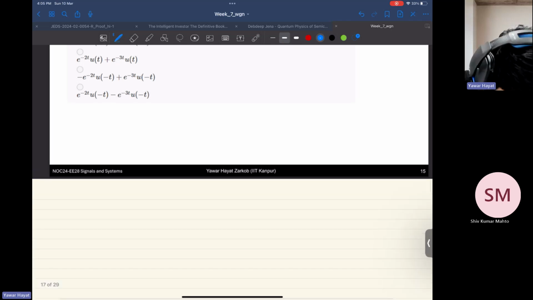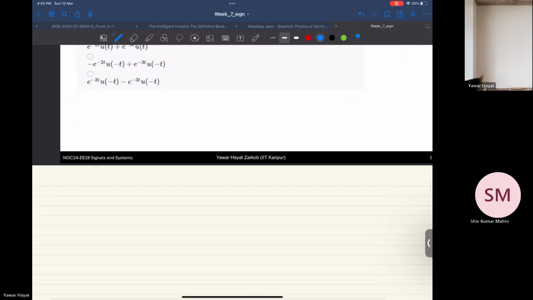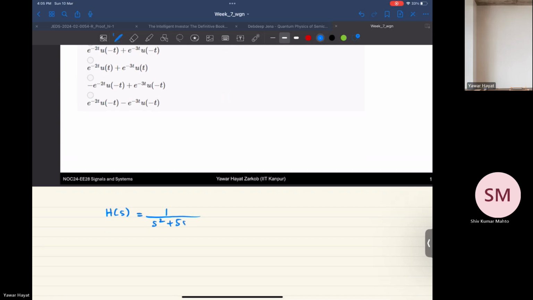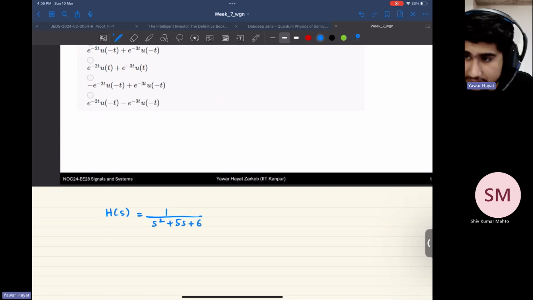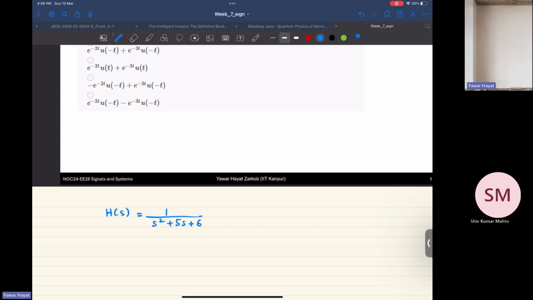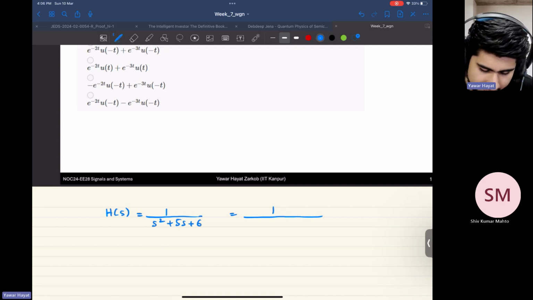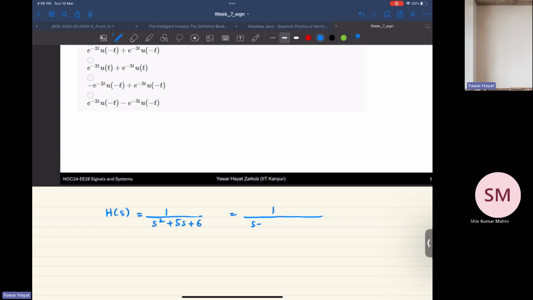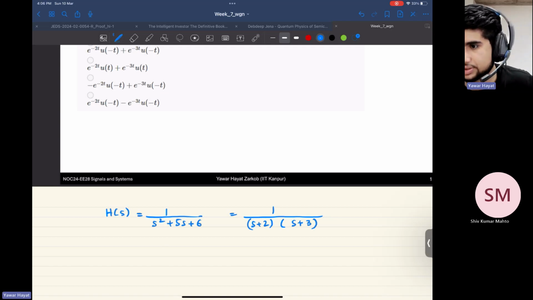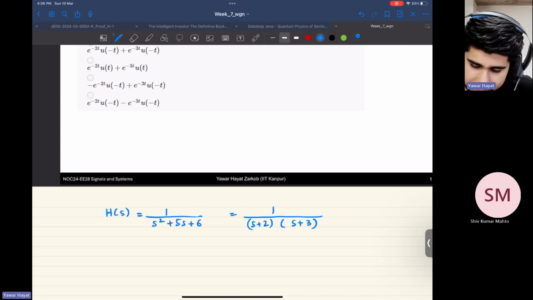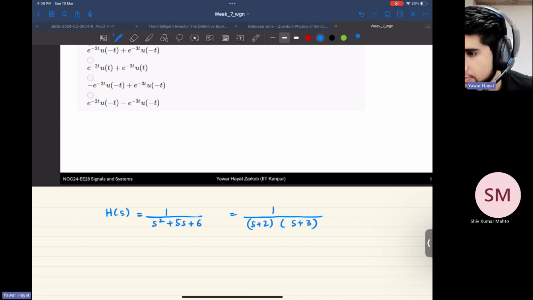So question number 3 is, H of s is 1 by s squared plus 5s plus 6, right? I'll first factorize it, obtain this, simple factorization. Then what I'll do is use partial fractions.